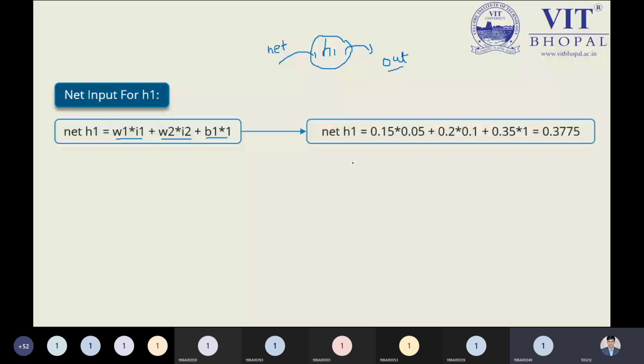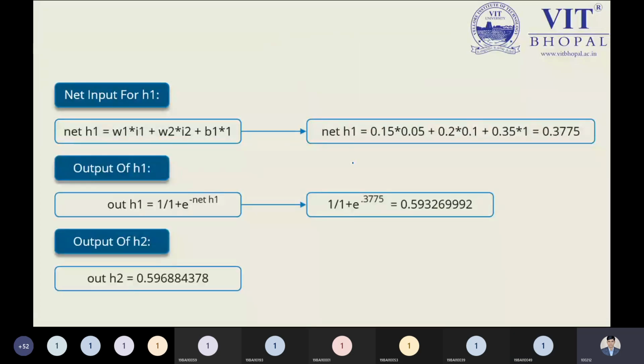Yes, sir. Okay. So did you all get the same values, or are you getting different values? Getting the same answer. Okay, good. So now it's time to calculate the out value of the H1.